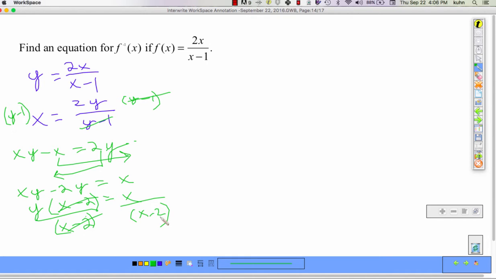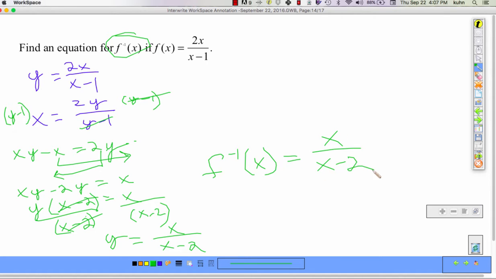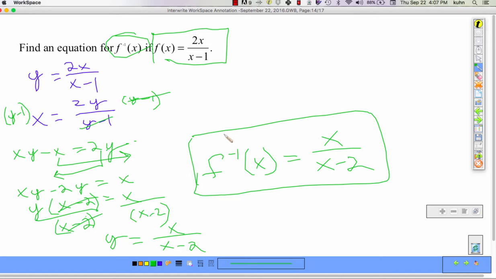And we're left with y equals x over x minus 2. The last thing we have to do is we were trying to solve for f inverse, so I do need to change that y to f inverse of x equals x over x minus 2. Calculating an inverse algebraically, we got this one is the original and this one is the inverse.